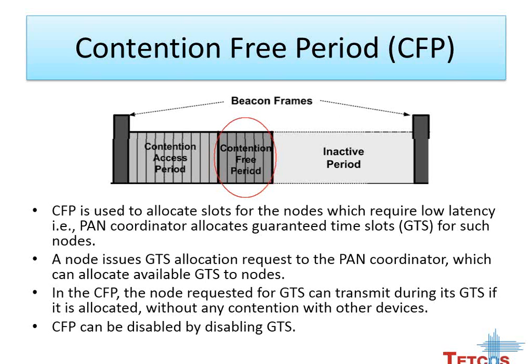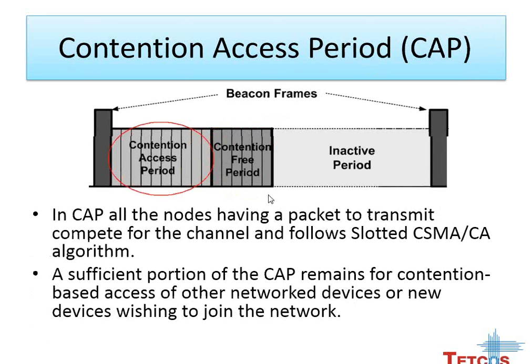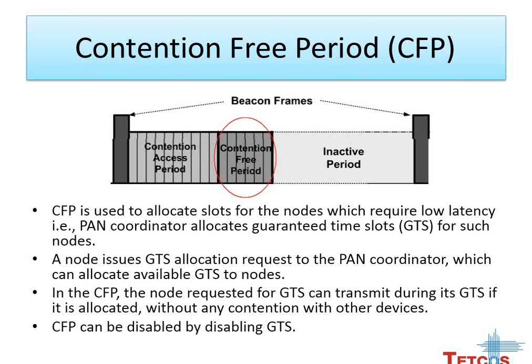So as said, the active period is divided into two sections. The one is the contention access period and the other is the contention free period. So in the contention access period, the sensors would have to compete for the channel, whereas in the contention free period, the PAN coordinator allocates the slots, which are also known as guaranteed time slots, and there is no contention among the nodes.